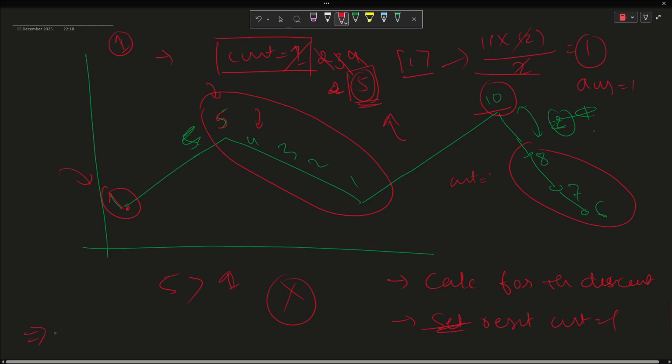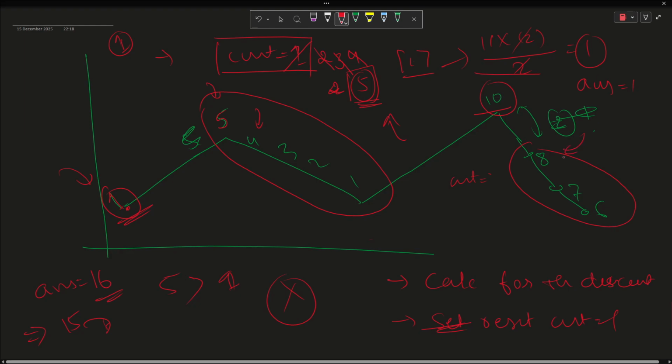That is, we'll get it as 15. We add 15 to our answer. So previously our answer was 1 for this point, and now we got 15. So the answer is now 16. Now go to 10.